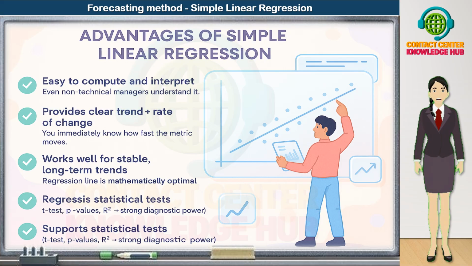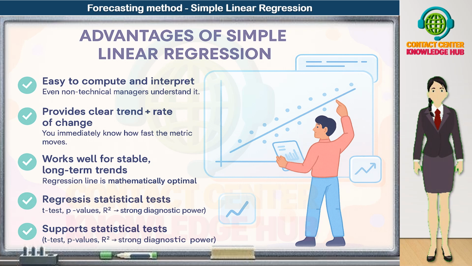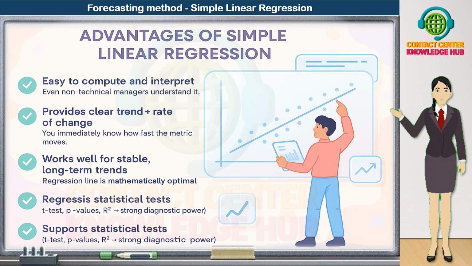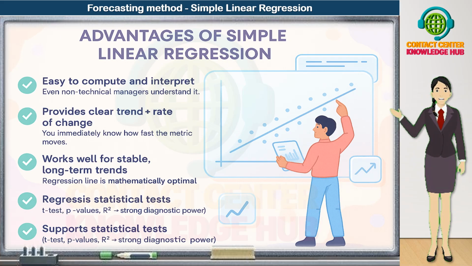Let's go through the key advantages of simple linear regression in a contact center environment. First, it's easy to compute and easy to interpret. Even non-technical managers can clearly understand what the model is saying. Second, it provides a clear trend and a clear slope. You instantly know whether the metric is rising or falling, and exactly how fast it is moving.